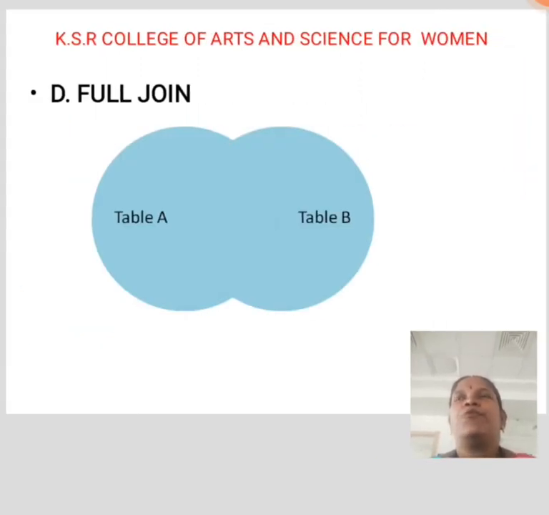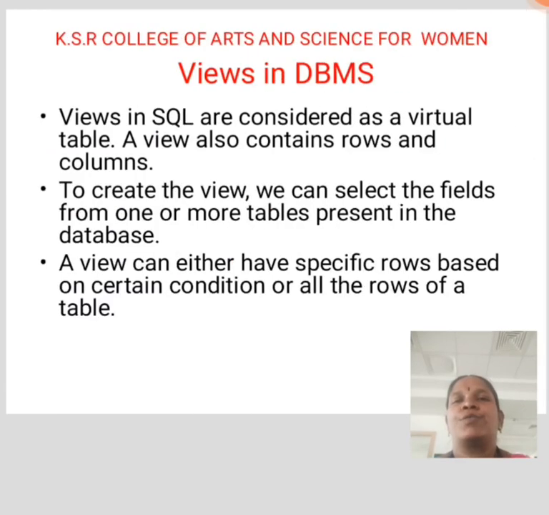Full join. Full join creates the result set by combining the results of both left join and right join. The result set will contain all the rows from both tables. For the rows for which there is no match, the result set will contain null values.